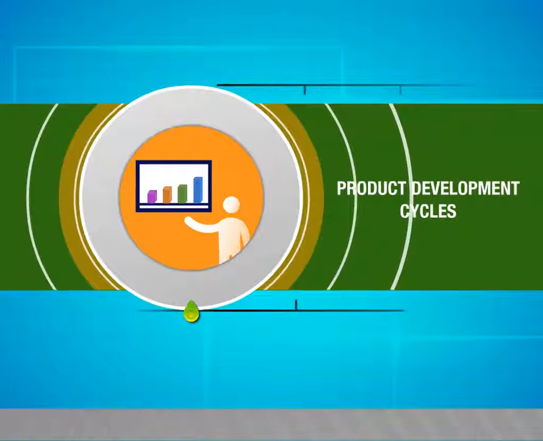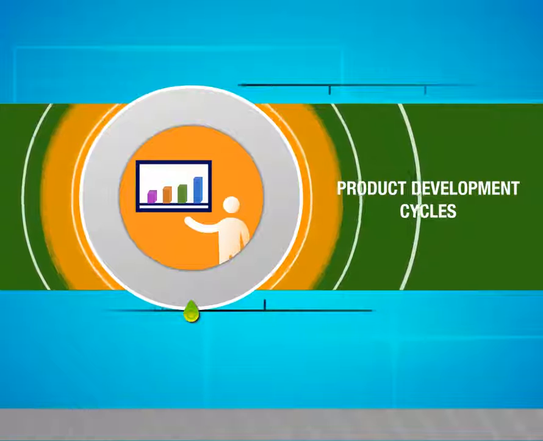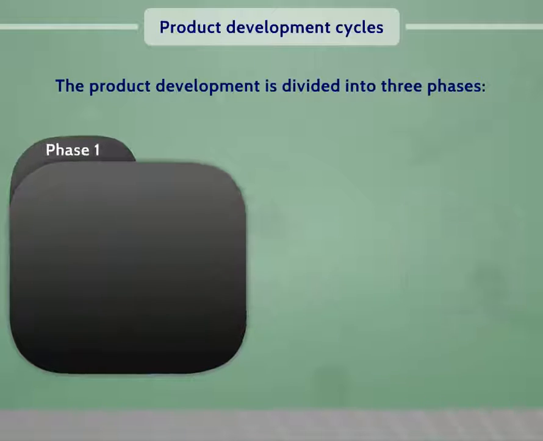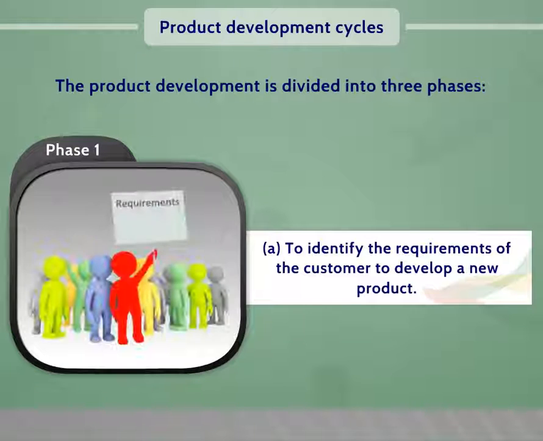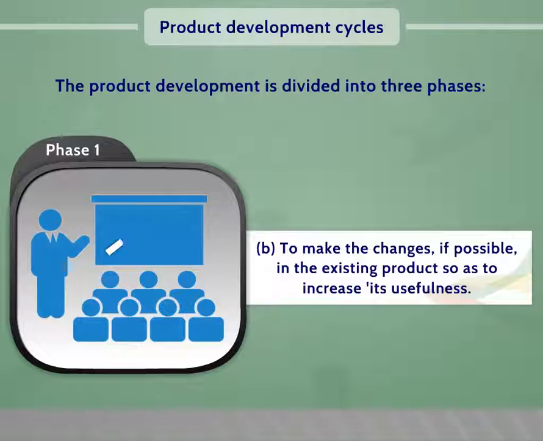Product development cycles. In this video, we are going to see about product development cycles. The product development is divided into 3 phases. Phase 1. To identify the requirements of the consumer to develop a new product. To make the changes, if possible, in the existing product so as to increase its usefulness.